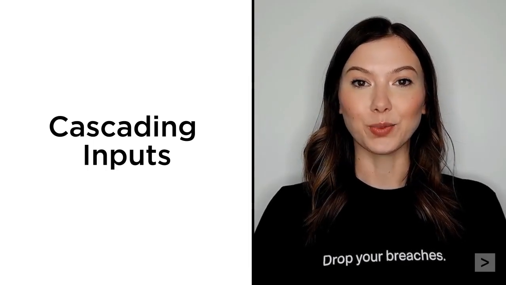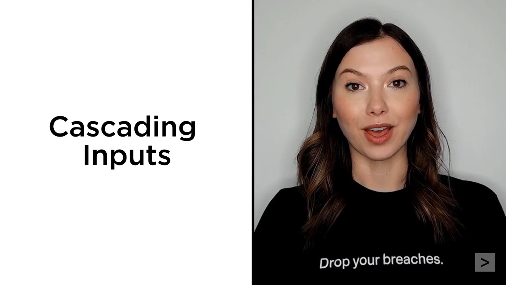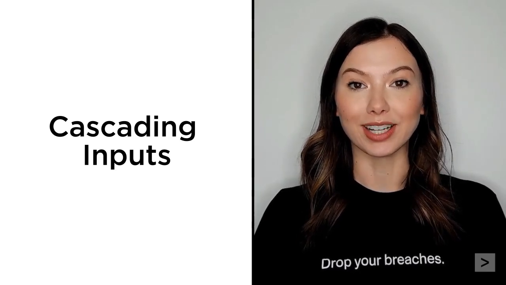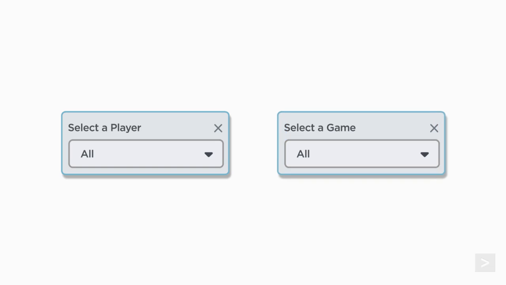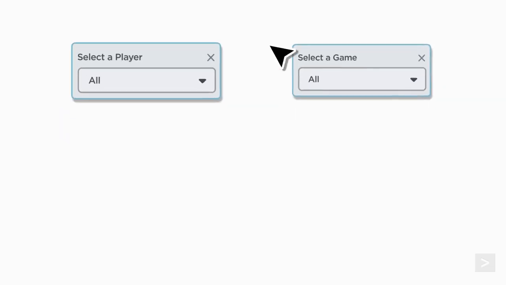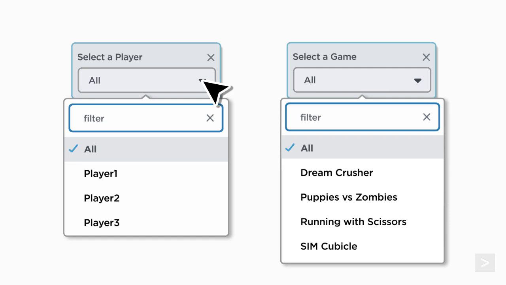Inputs can be linked to one another using tokens, populating one input with values based on what has been supplied to another input. On our current dashboard, we have two drop-down menus, one with players and the other with games. Initially, these two inputs are completely independent of one another.